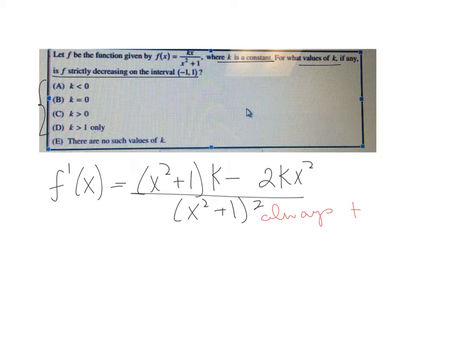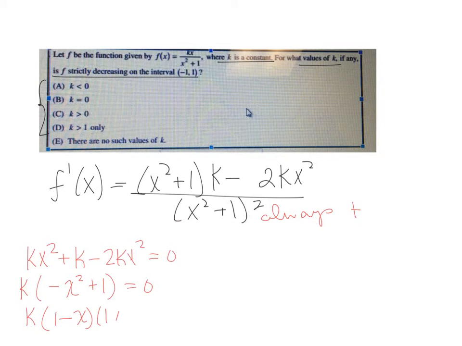All right. So we're going to go ahead and set kx squared plus k minus 2kx squared, which is my numerator, equal to 0. I could take out a k. If I take out a k and simplify, I end up with negative x squared plus 1 equal to 0. Take out a k again, and this is a difference of squares, so I get 1 minus x, 1 plus x equals 0. So it looks like I have critical values at x equals 1 and at x equals negative 1. All right, so we do have a critical value at negative 1 and at 1.